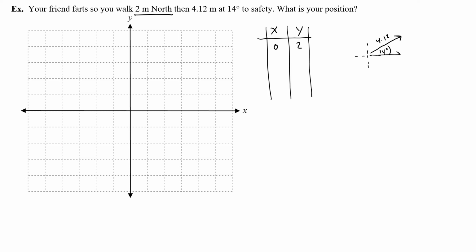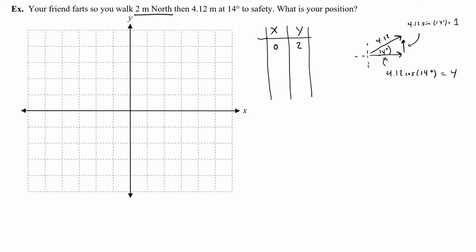So if I want to find the Y component and the X component, I would use cosine for 14. So this component right here would be 4.12 times cosine of 14 degrees, which is 3.99, so we'll say 4. And this component here would be 4.12 times sine of 14 degrees, which is 0.99 or 1.